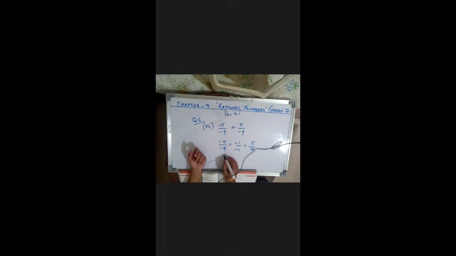And 5 by minus 9, if you multiply by minus 1 by minus 1, you will get minus 5 by 9. One is positive, another is negative. Right. One rational number is positive and the other one is negative. Therefore, they are not the same.